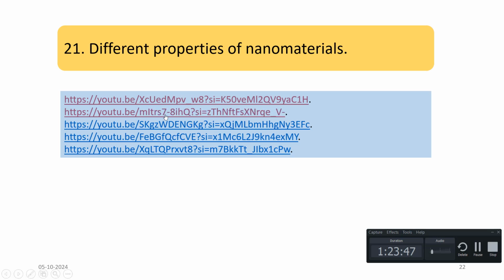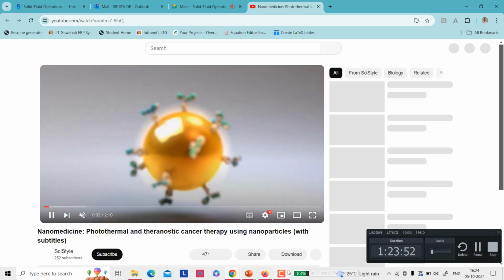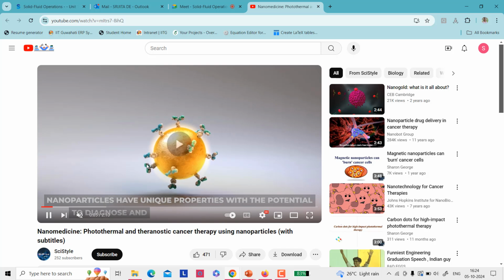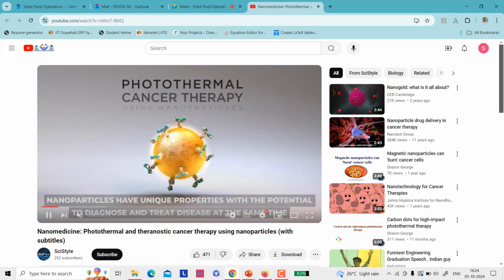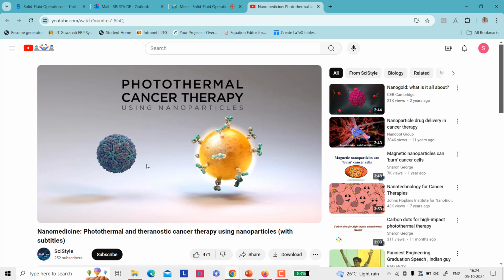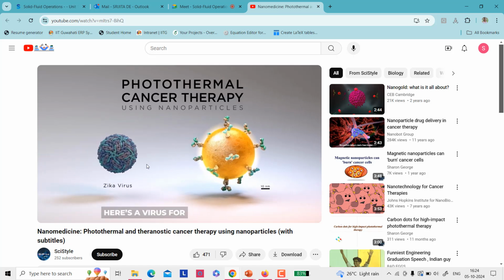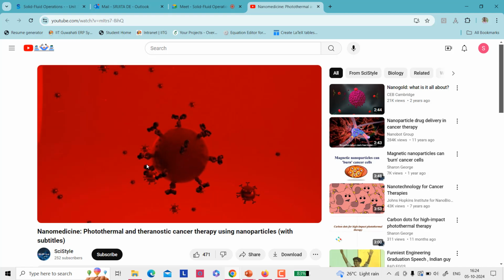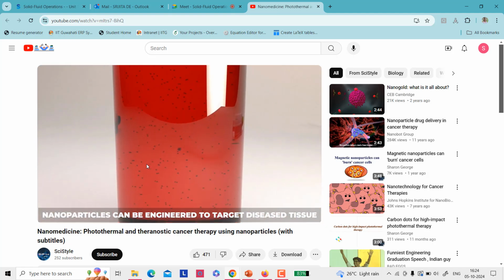Okay, this is a Zika virus, this is 10 nanometer. Here is a virus for size comparison. Nanoparticles can be engineered to target disease tissue. Nanoparticles injected into the bloodstream can accumulate in disease tissue such as cancer. For cancer therapy, the nanoparticles diffuse into tumor tissue and are engulfed by cancer cells.